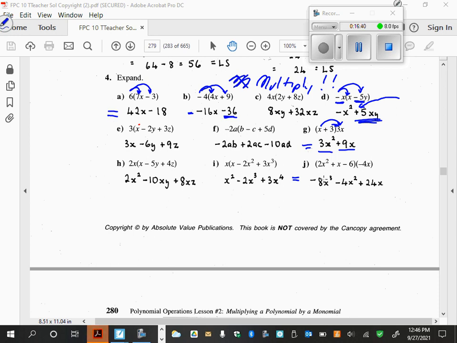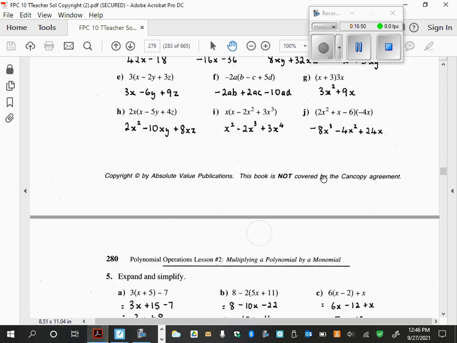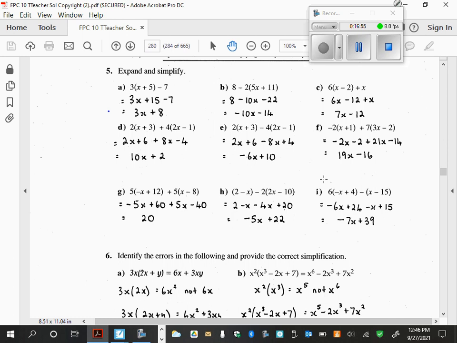Okay, next page on the top of page 5. For here, we're going to number 5. Okay, so this one is your number 2 on page 5, top of page 5. And here are the questions that you had to do.